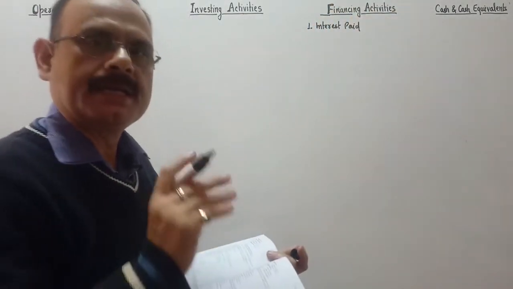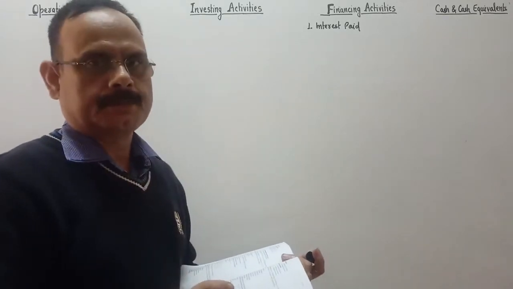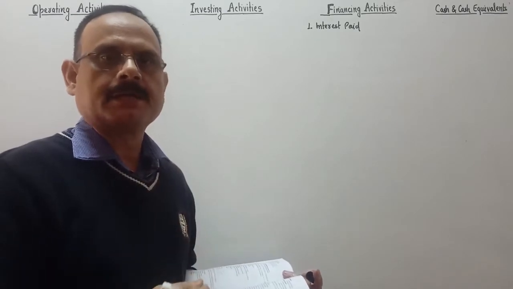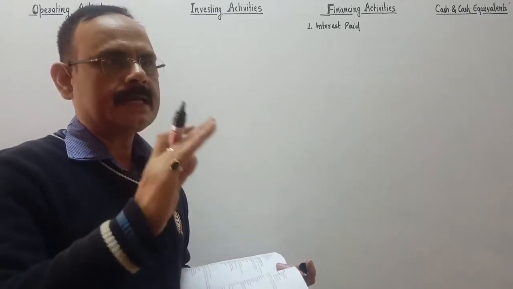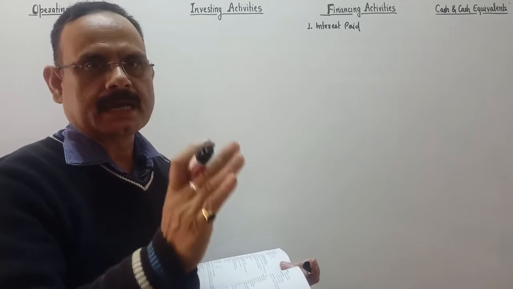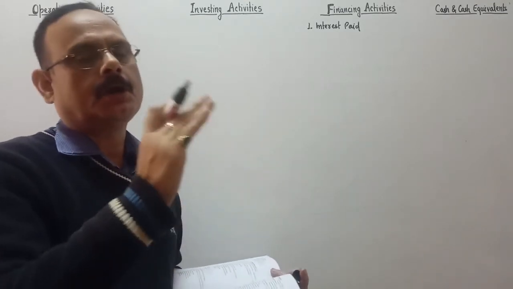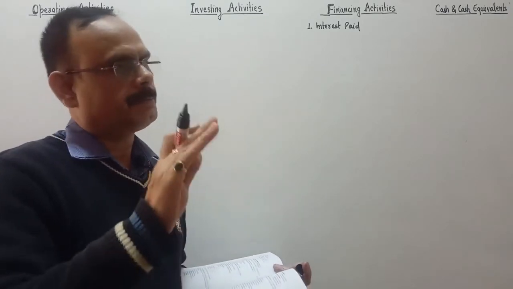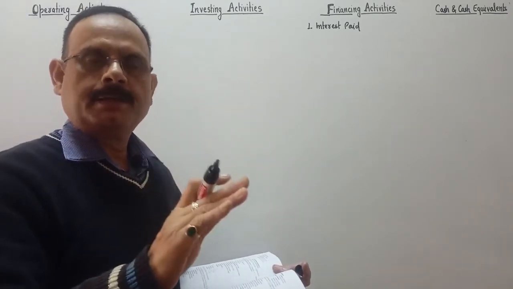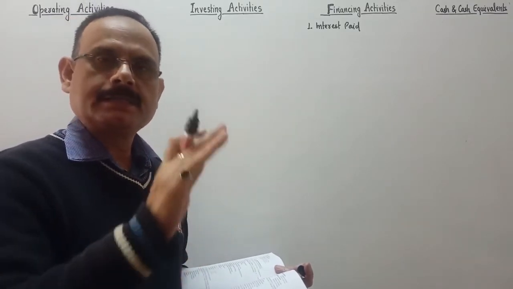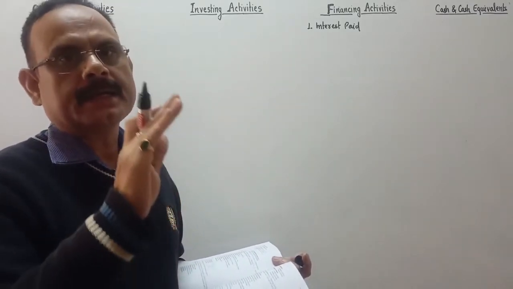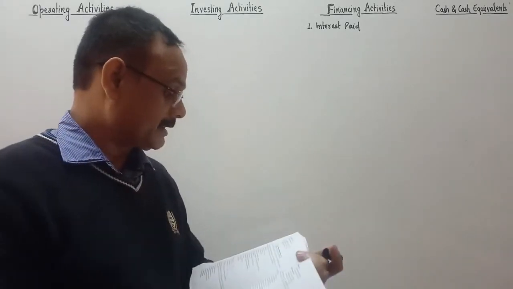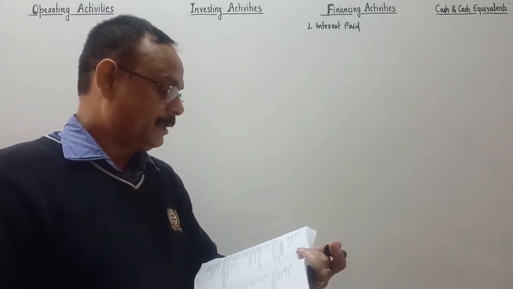So interest paid is financing activities. You know that under the financing activities, which items come? Financing activities means change in the size and composition of owner's capital and borrowed capital. Okay. Number two, dividend paid, interest paid. This comes under the financing activities.